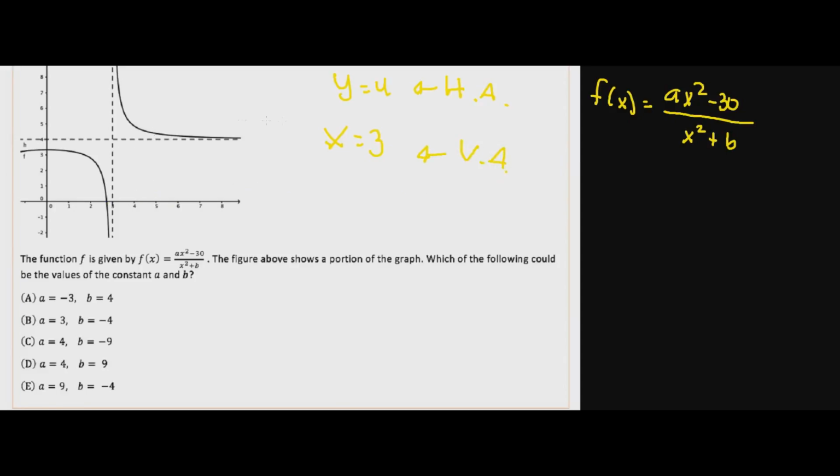All right, so if I want to find my horizontal asymptote, that means when I take the limit as x approaches infinity, we focus on the highest degree numerators, which is ax squared. So we're going to get ax squared divided by x squared, and these cancel out and we're left with a. Well, then what does a have to be? Well, in order for it to be 4, a has to equal 4. So I can conclude so far that we're going to get 4x squared minus 30, all divided by x squared plus b.